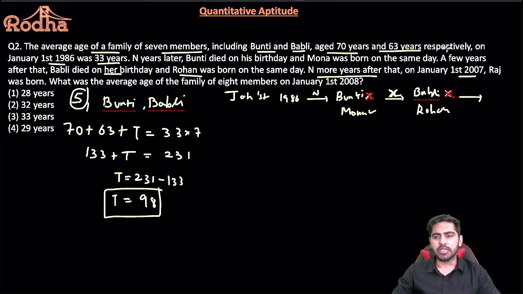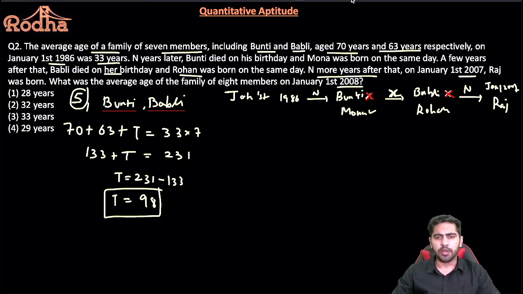Now after another N years, the date is January 1st, 2007. So this is Jan 1st, 2007, right? Raj was born. So there's one child, that is Raj, who is born. Now, what was the average age of the family of 8 members on January 1st, 2008?